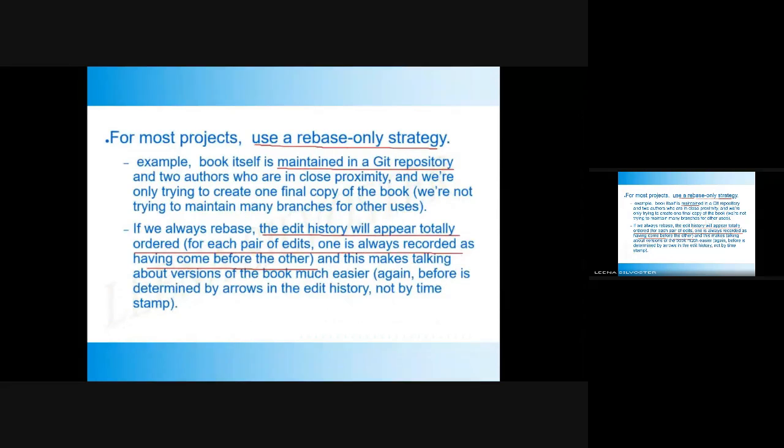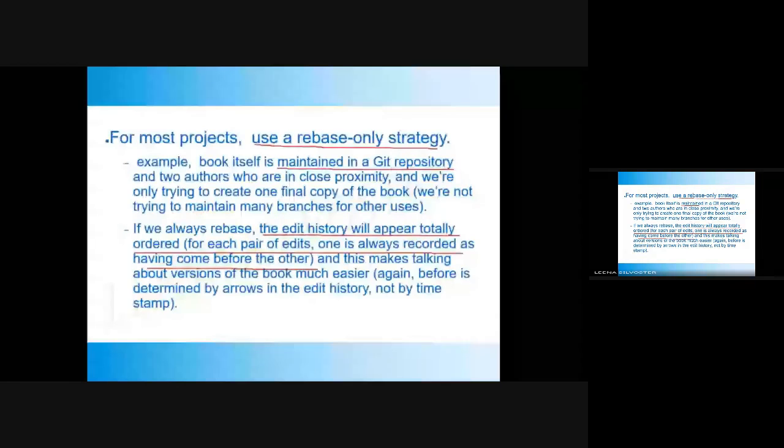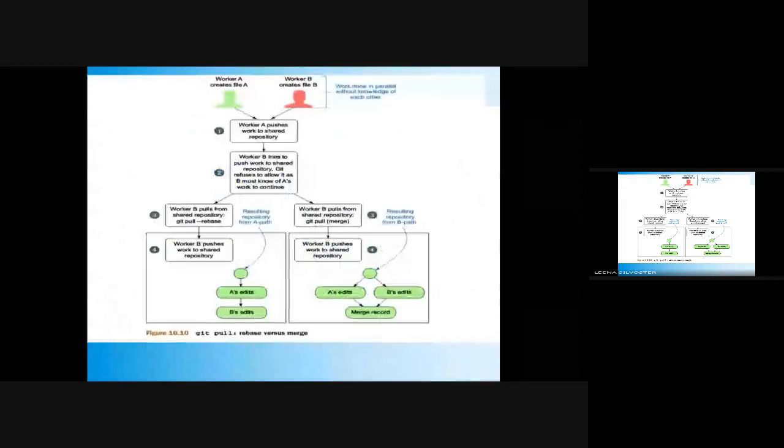So initially we consider an example. A book is maintained in a git repository. Two authors may be using copies of it. If you always use the rebase option, the edit history will appear totally ordered. One is always recorded. Okay, git work, rebase function.